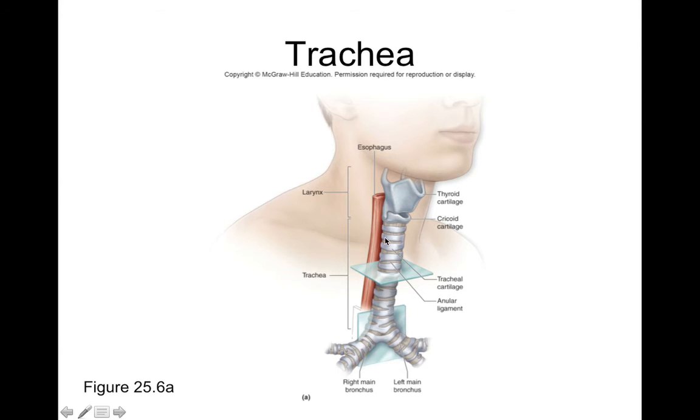We got tracheal cartilages, right? They're hyaline cartilage. And then we have our annular ligaments. Now, the place where the trachea splits is called the carina, right? So the carina, right here, when the trachea splits, and then that splits into the right and left main bronchi. So which one's bigger?